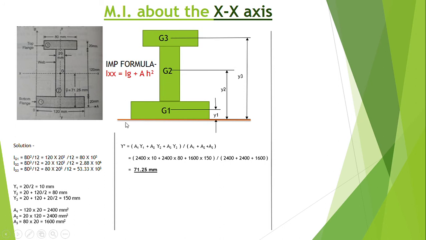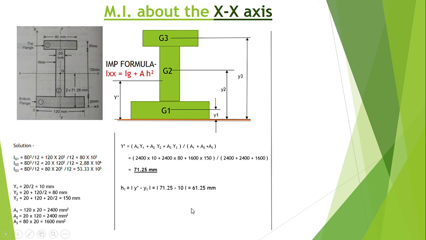So the exact position of Y1 will be here. So your concentrated G, or you can say the average CG, will be here. Now we have to calculate the distance between the two axes. For this particle, for this position, we have to calculate the distance between these two lines, from here to here, meaning the difference between y bar and y1.